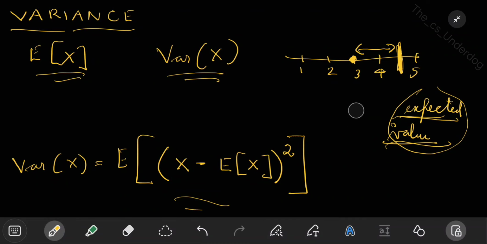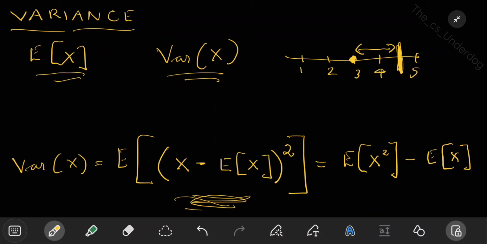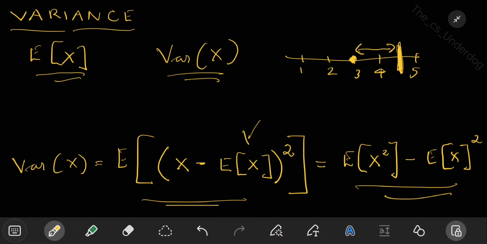So now if you simplify this, that is, if you apply the formula of (a minus b) whole square here, I'm not solving this. This is very simple. You will straightforward reach expectation of x square minus expectation of x the whole square. This is where you will reach. So in order to find the variance according to your convenience, you can either use this formula where you first have to find the expected value of that particular random variable.